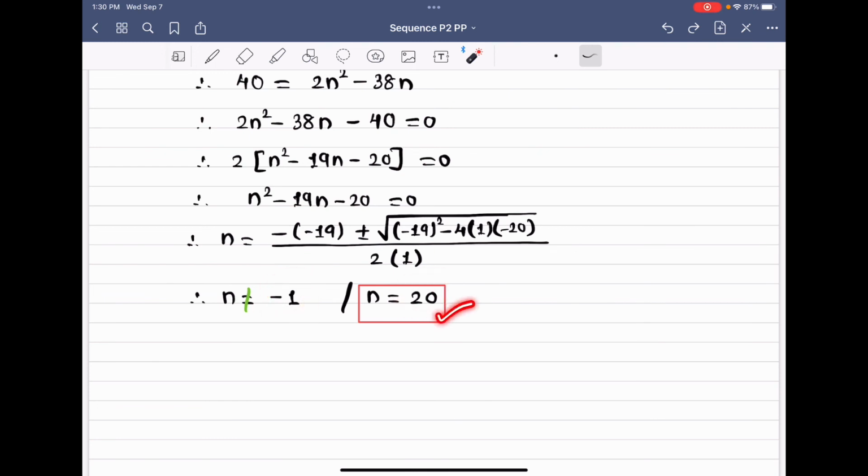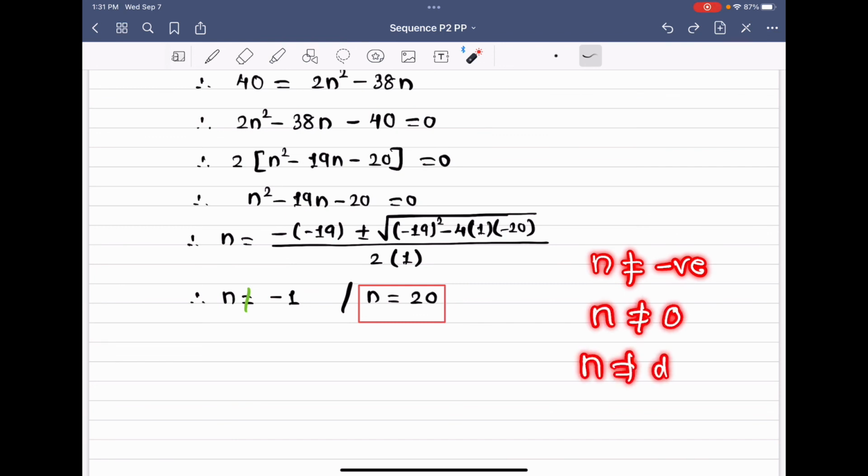20 is the correct answer because n is a term number. Term number cannot be negative. Term number cannot be 0. Term number cannot be decimal. Term number cannot be fraction. These are the conditions you need to remember. So the only possible option is a positive number, which is 20. So that is the answer.